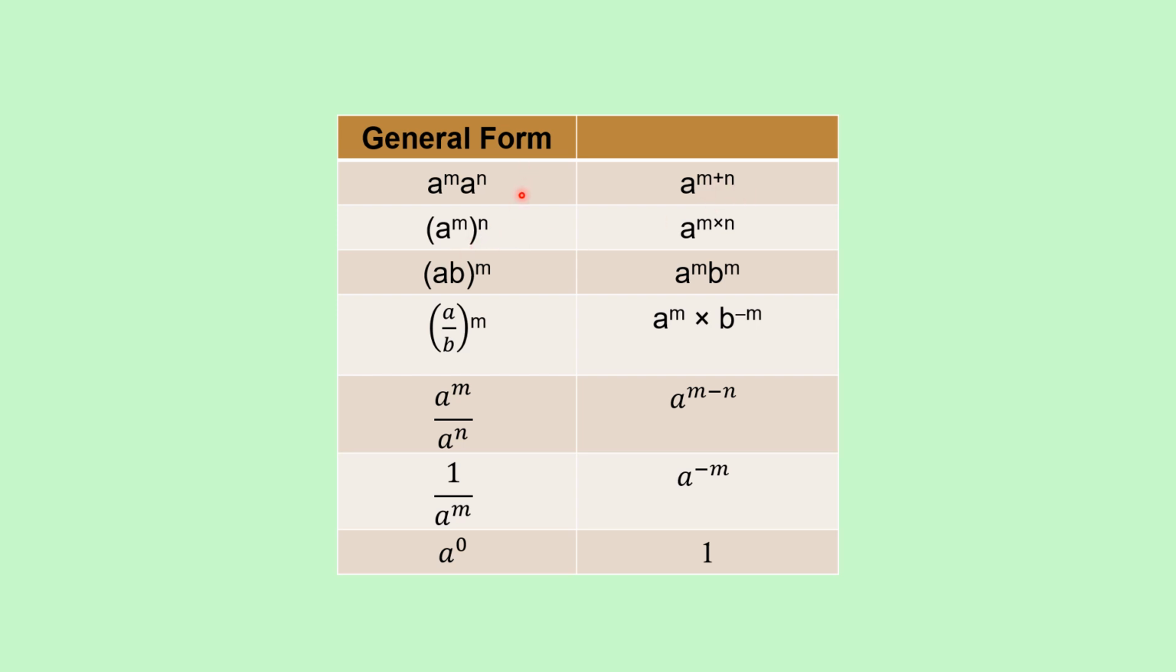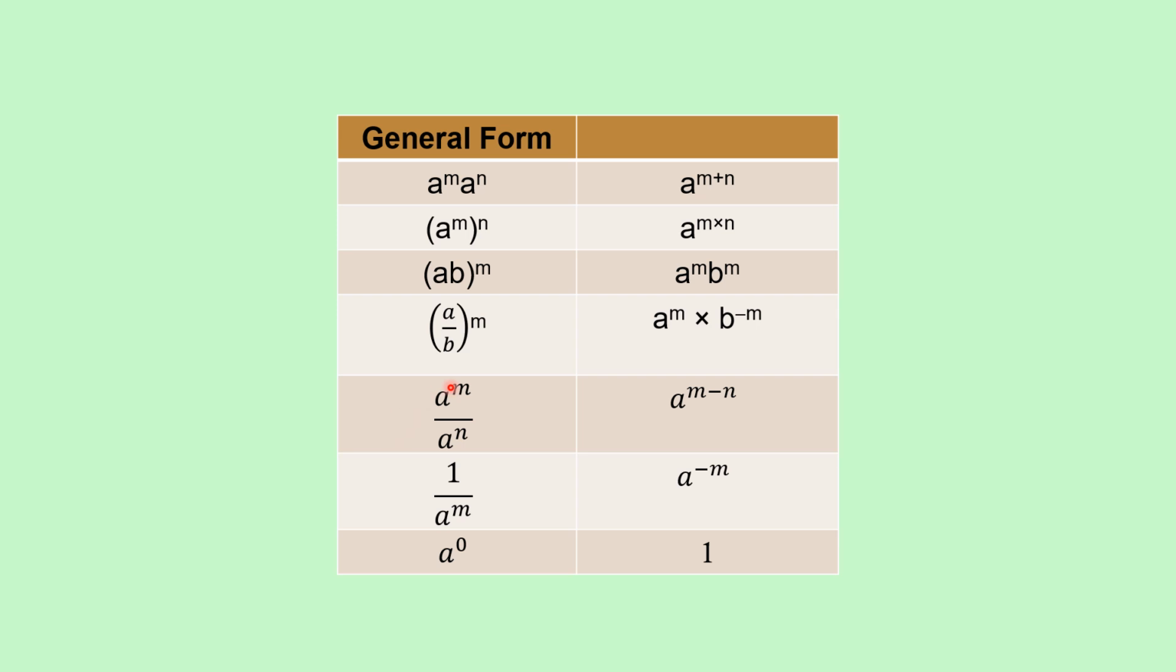Same thing happens with the others. You can see clearly that when it becomes a divided by b to the power of m, it becomes a to the power of m times b to the power of negative m. Why b to the power of negative m? Because b is the denominator here.